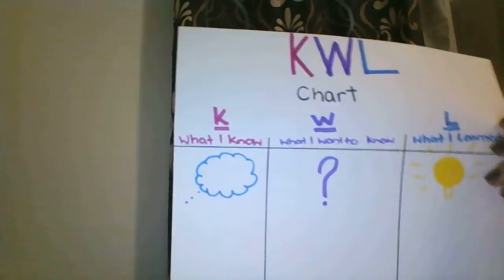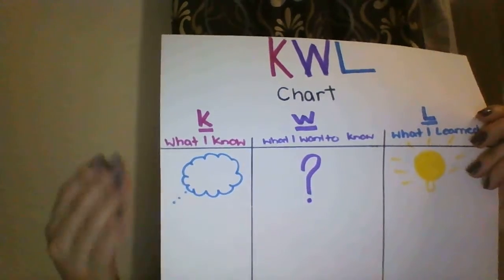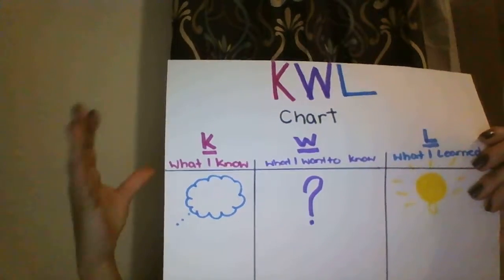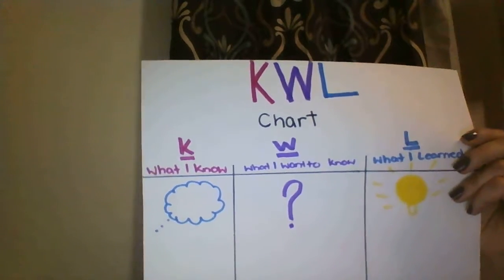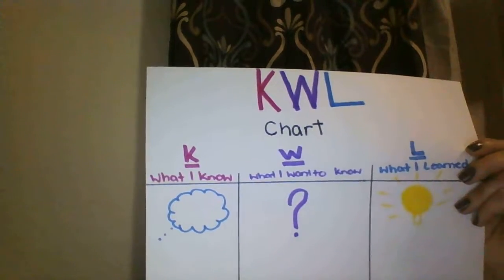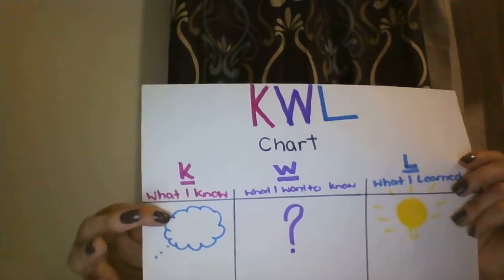Overall, once again, this is the KWL chart. It's something that is very simple, very basic, and very appropriate for any smaller, younger kindergarten class. The students will love it, the teacher will love it, and I think it's a win-win situation.